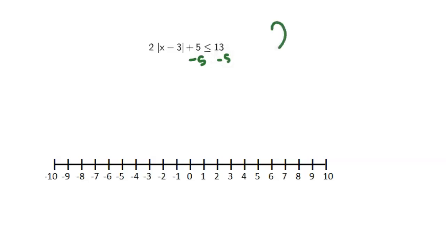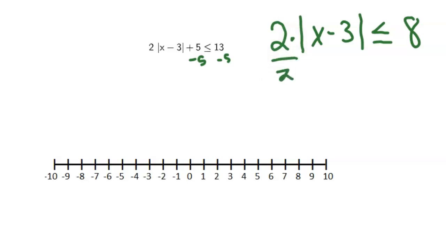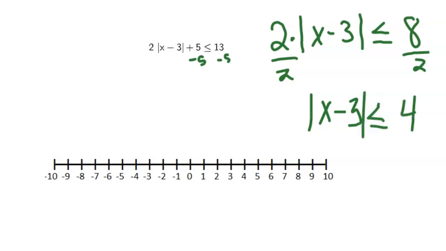And so now you have 2 times the absolute value of x minus 3 is less than or equal to 8. And then this is multiplication, so then you divide by 2 on both sides. And so the absolute value of x minus 3 is less than or equal to 4.